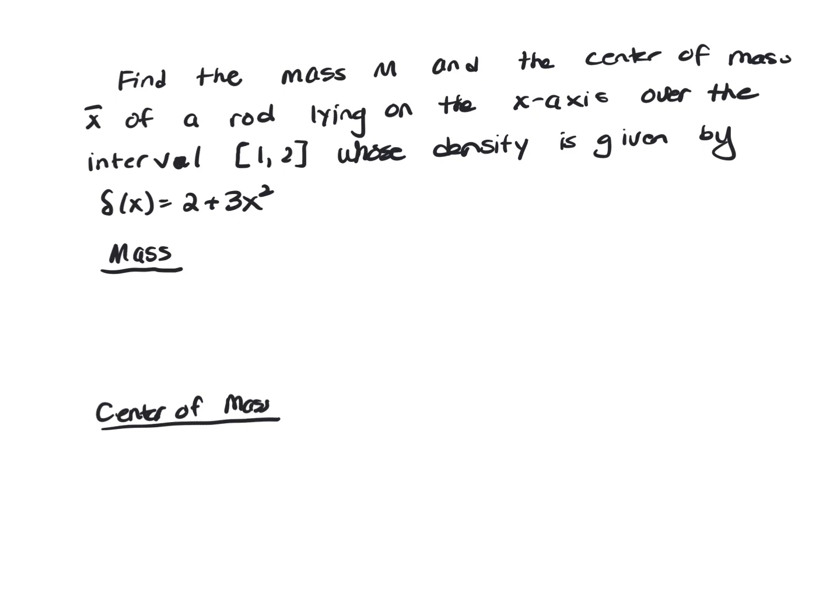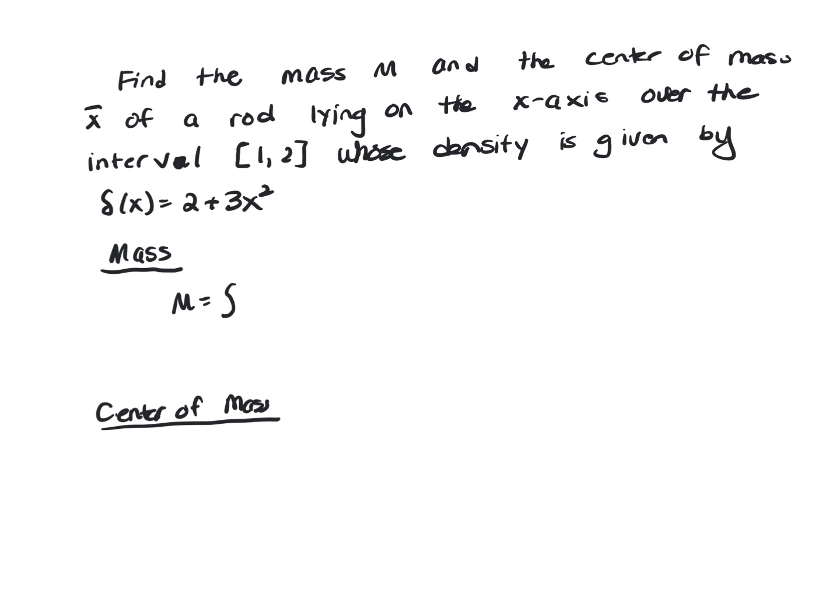Find the mass M and the center of mass x bar of a rod lying on the x-axis over the interval from 1 to 2, whose density is given by 2 plus 3x squared. To find the mass, you need to integrate the density.